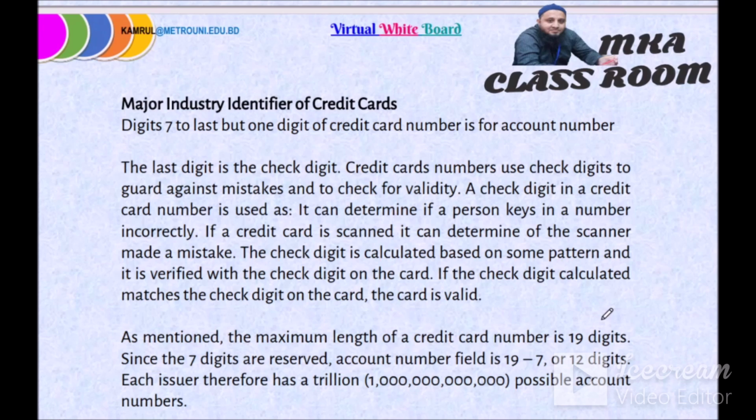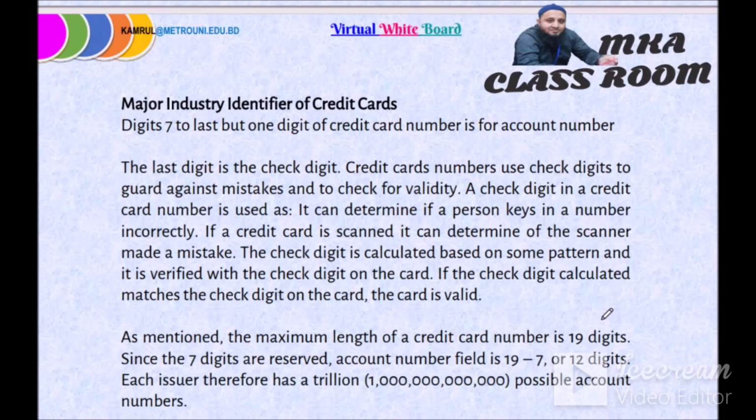So in this way, the maximum length of the credit card number is 19 digits. Since the first 6 digits are reserved, the account number fills digits 7 to 19, that is 12 digits. Each issuer therefore has 1 trillion possible account numbers.